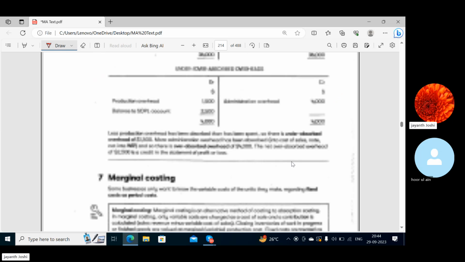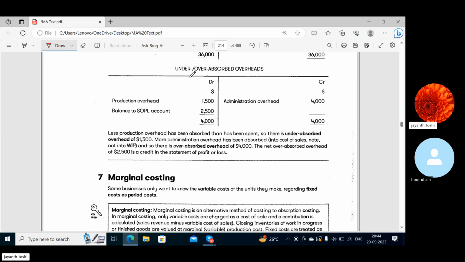Now what we will do is transfer these under or over absorbed overheads. We will take them and adjust them. See, under absorbed overheads is less expense of 1500. Over absorbed overhead is more expense of 4,000. Over absorption is what you charged more. Under absorption is you charged less, so the difference is 2,500. That is the balance which goes to the SOPL account.